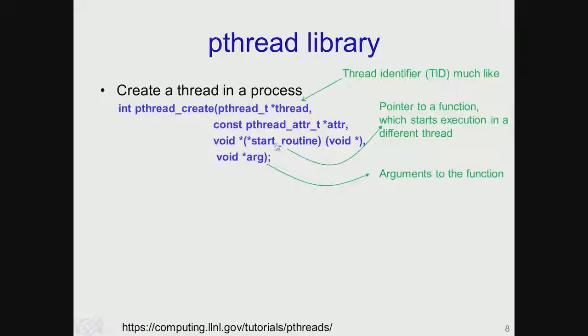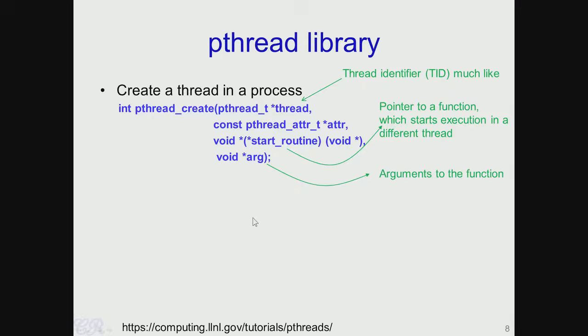The third parameter, specified as start_routine, is a pointer to a function which begins to execute in the new thread context. So, this function will start to execute in a different thread. The last argument for pthread_create is arg, which is a pointer to the arguments to this particular start routine function. In the next couple of slides we will see examples of how to use pthread_create and also examples of the other functions in Pthread.